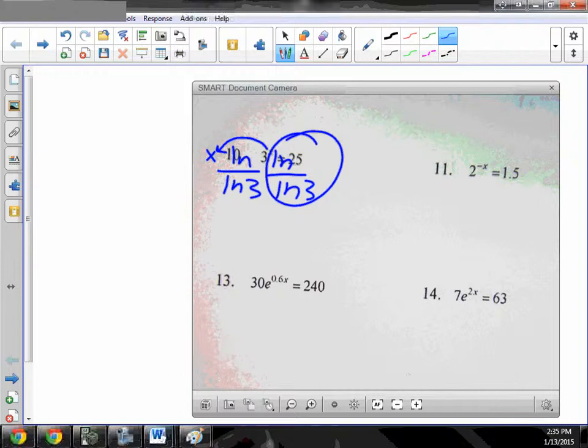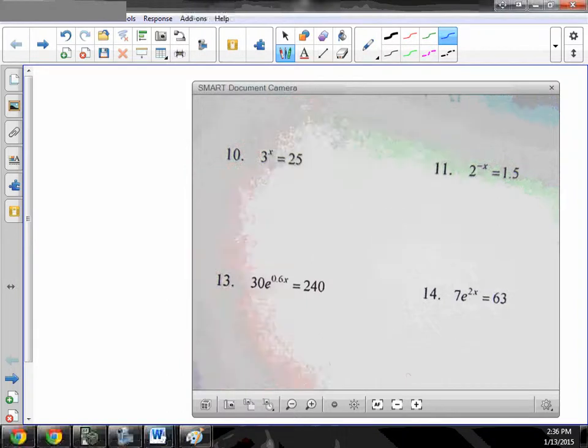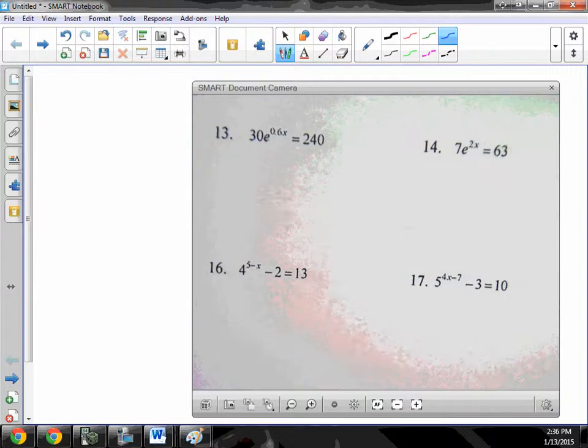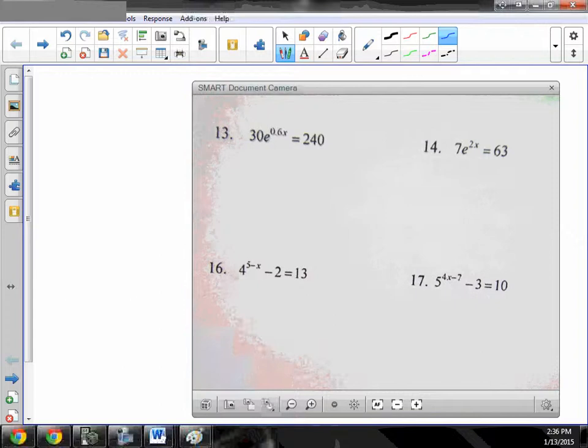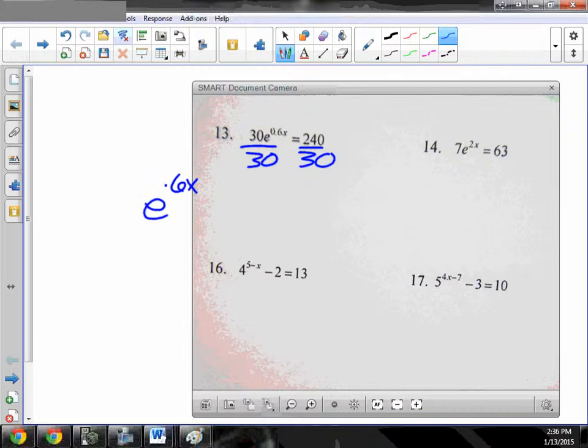If you look at number 13, can I take the natural log of, well, would it do me any good to take the natural log of both sides at this point? No. The reason is, I have 30 to the first and e to the 0.6x. If I take the ln now, the power rule does not apply because I have two different numbers with two different exponents. So in order for the power rule to work, the exponent number has to be by itself. So you divide by 30. And then you have e to the 0.6x equals 8.